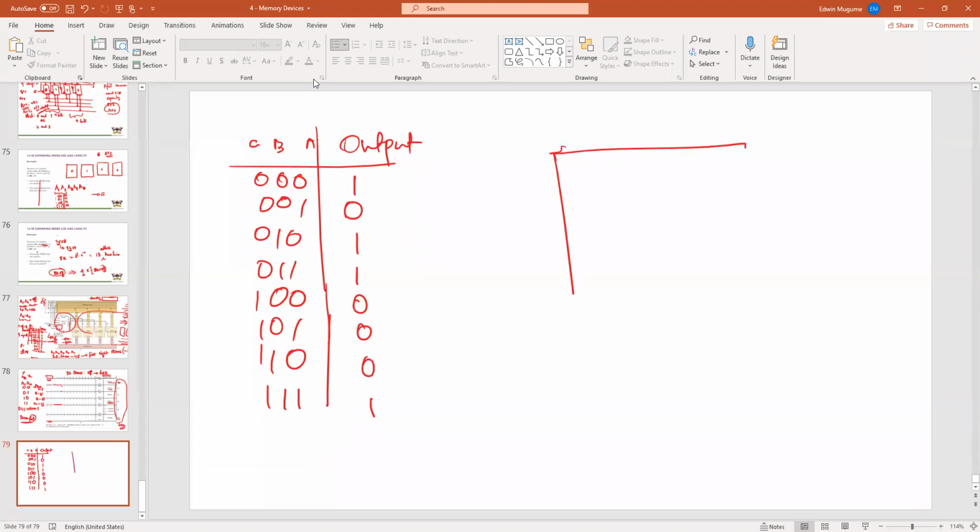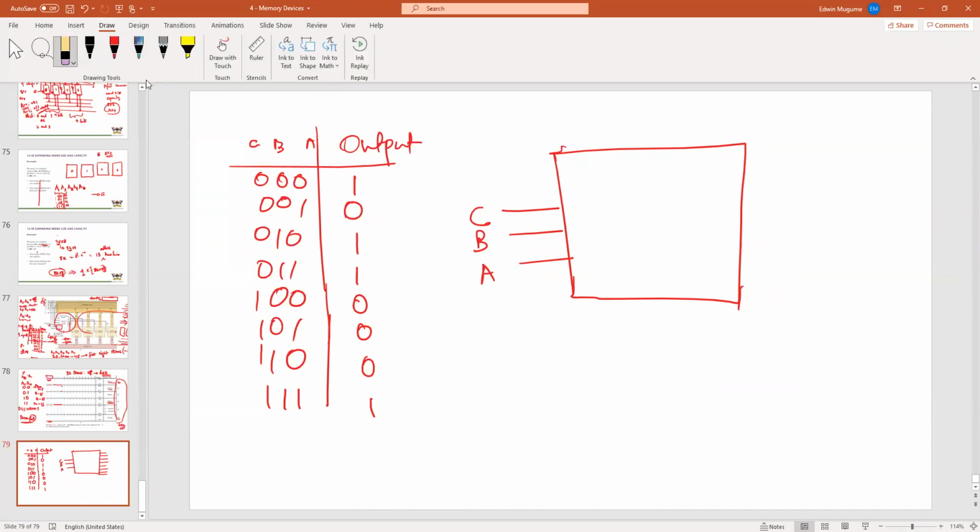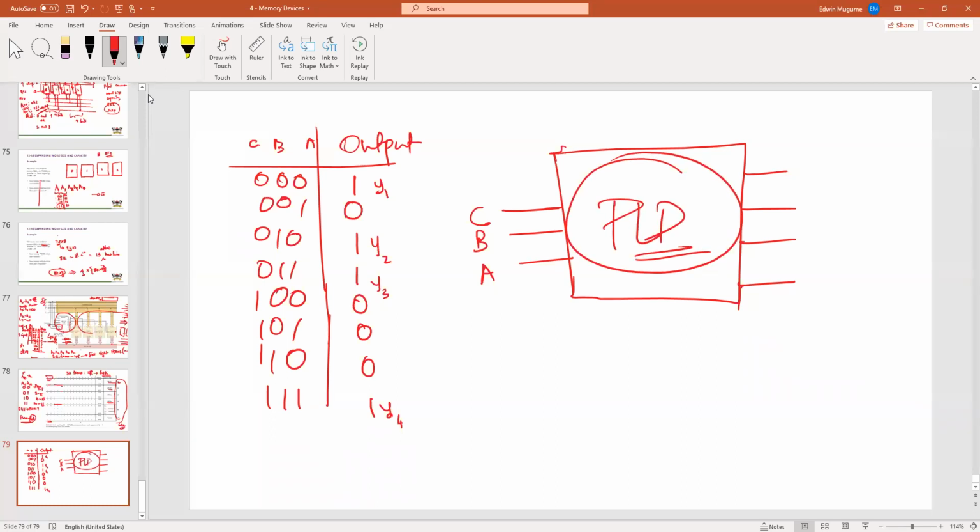So maybe when I have this, I have 10110001. Now we are going to create a system which has inputs C, B, A, and outputs. Let me remove this. We can see that here we have maybe 4 outputs, Y1, Y2, Y3, Y4, where it's high. So that depending on what C, B, A is, you have a unique output all the time according to what you have designed. We are going to be looking at inside here to create a PLD.